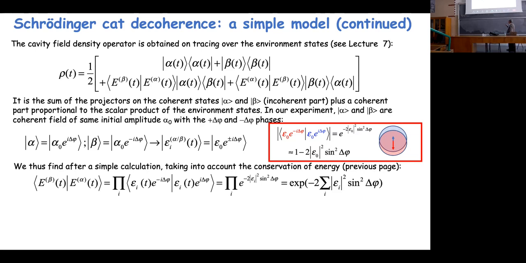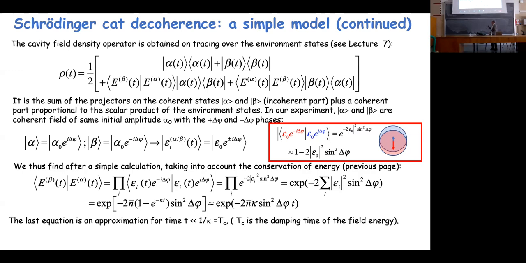And of course, the product of exponentials is the exponential of the sum. And you get finally exponential minus 2 times sigma over i of epsilon_i square sine square delta phi. This is just the result of what you have above. And now we are taking a lot of products of quantities which are smaller than 1. And this product becomes very quickly very small.